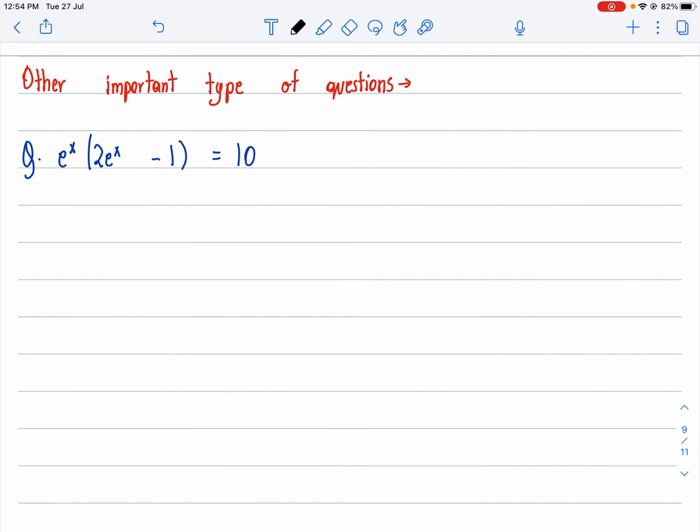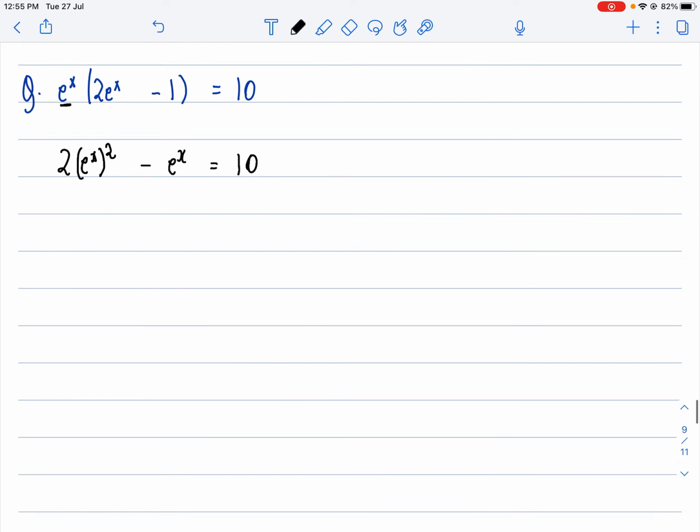First, take e raised to x inside the bracket. So you get 2 e raised to 2x. Or for better understanding, when I take it inside the bracket, I get 2 into e raised to x the whole square minus e raised to x equals to 10. So I can write this as 2 into e raised to x the whole square, which can be also written as 2 e raised to 2x minus e raised to x minus 10, which is equal to 0.